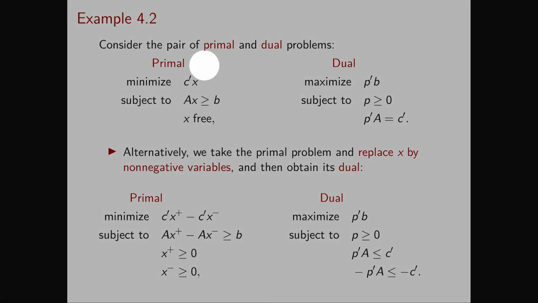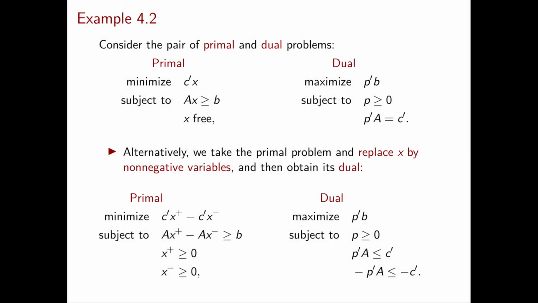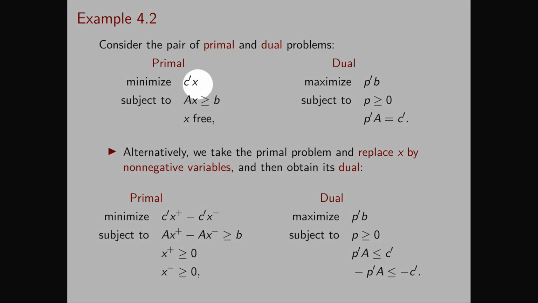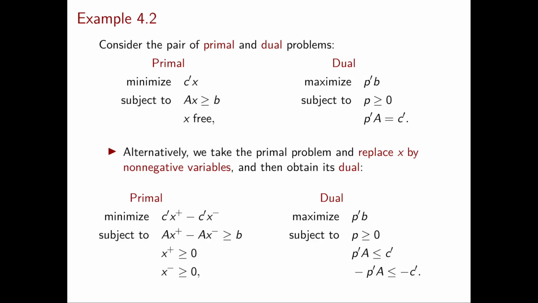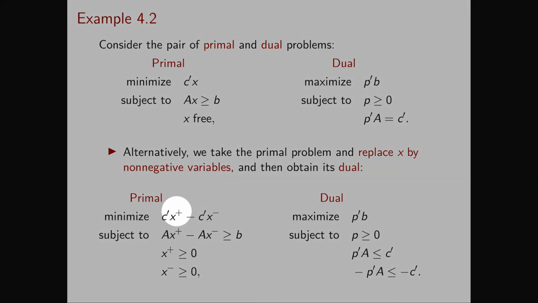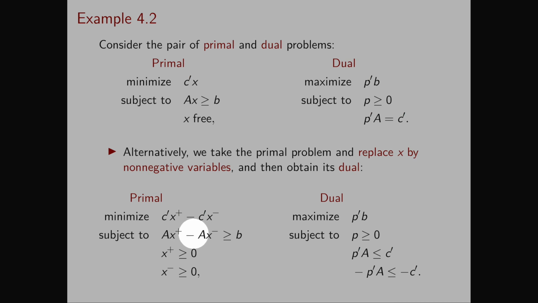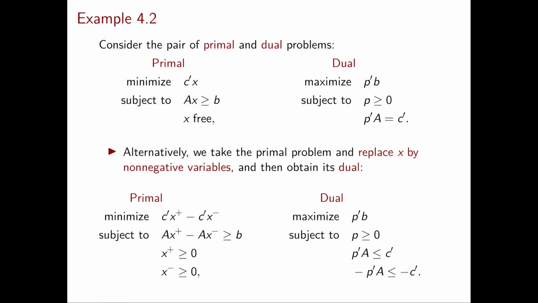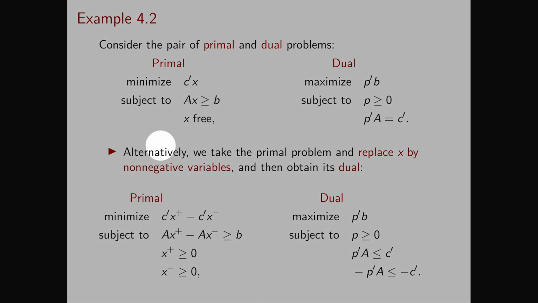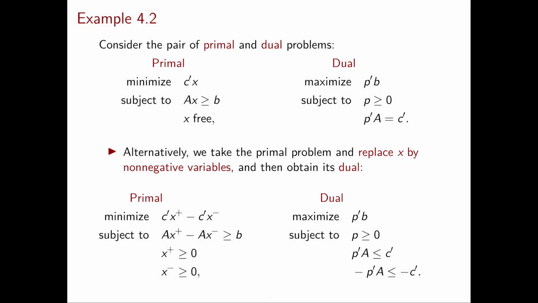Now let's make a different change to our original primal linear programming problem. We replace the x vector of variables with the difference of non-negative variables. So in our new primal, we minimize c transpose x plus minus c transpose x minus. The constraints are A x plus minus A x minus greater than or equal to b, and x plus and x minus non-negative. We know very well that this new primal problem is equivalent to the original primal problem.